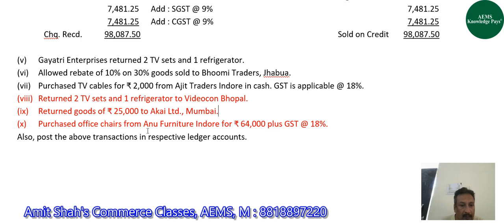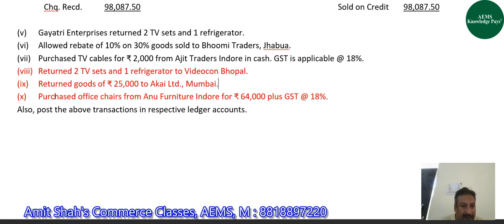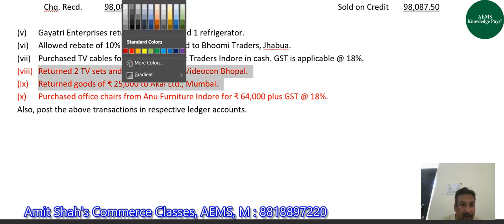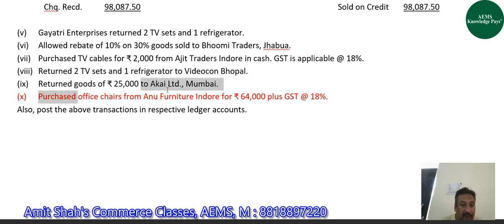Yes, sir. So now I think we are left with only this transaction, that is, purchase of office chairs from Anu Furniture Indore for rupees 64,000 plus GST at the rate of 18%. Right? Only this transaction we are left with. So where would it be recorded? In which book would it be recorded?